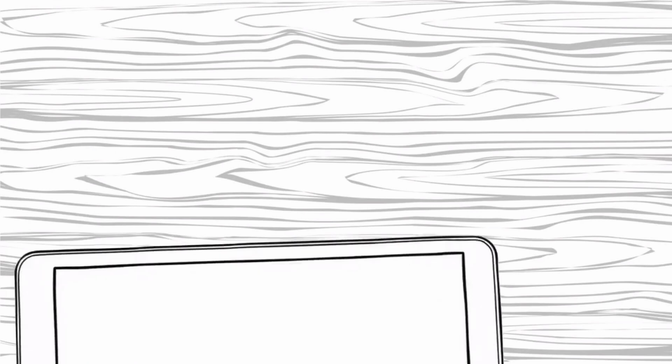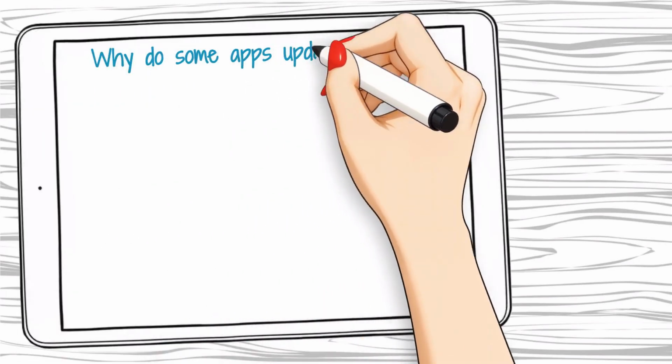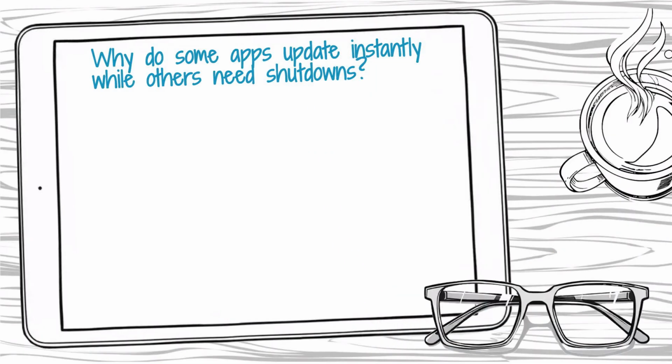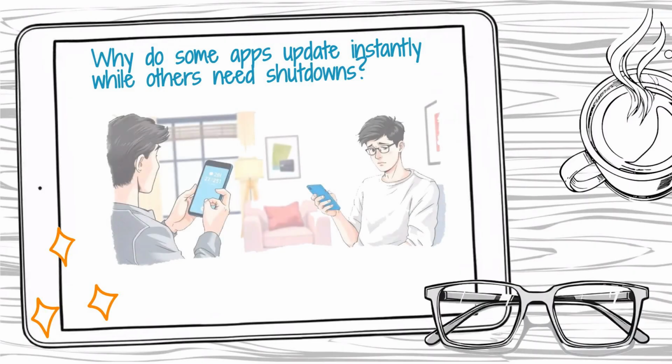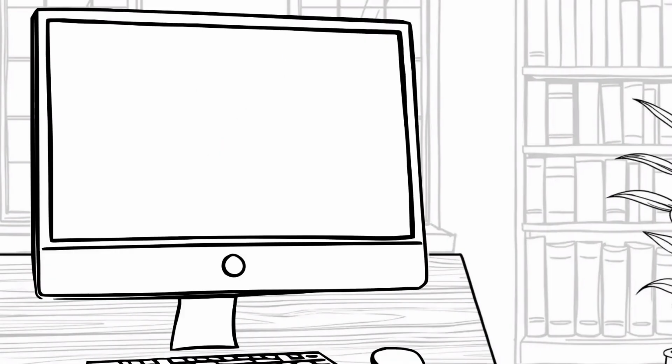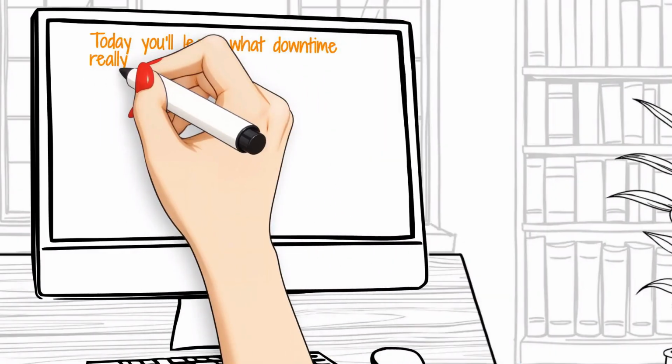Have you ever wondered why some apps update instantly while others shut down completely just to add one small feature? The answer lies in a single word that confuses almost every beginner in tech: downtime. And today, you'll understand exactly what it means through the story of one young engineer named Ryan.